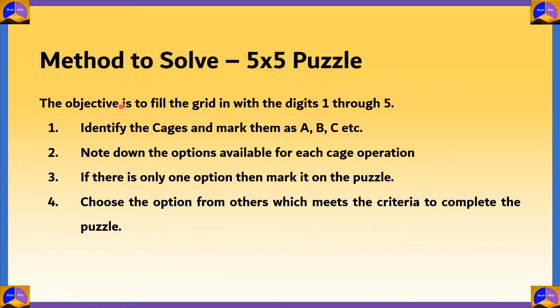So the objective is to fill the grid in with the digits 1 through 5. First, we'll identify the cages and mark them as A, B, C, etc. Second, we'll note down the options available for each cage operation. Third, if there is only one option, then we mark it on the puzzle. And fourth, choose the option from others which meets the criteria to complete the puzzle.